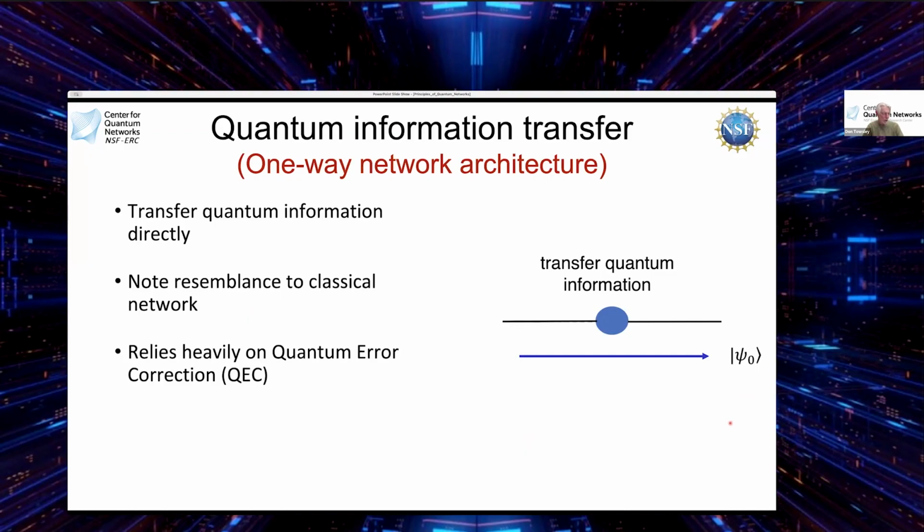As I've indicated early on, in order to do this, to transmit one single logical qubit, you need to use quantum error correction. And so you might need tens or even hundreds of physical qubits in order to be successful. And one thing about this is you don't require the exchange of classical information. That's an advantage of this one-way network architecture.